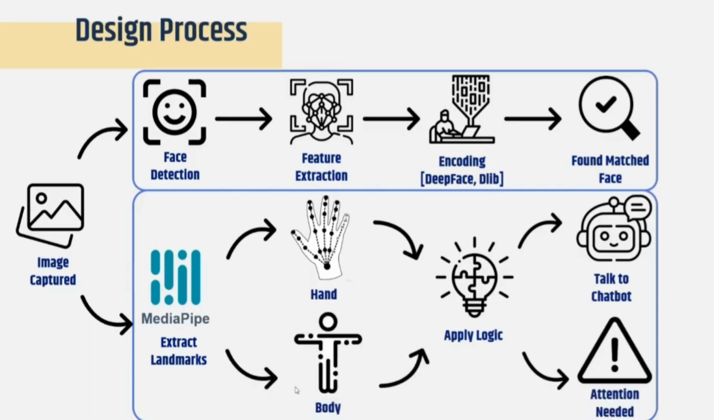While for fall detection, we have body landmarks extracted, and whenever the angle between the torso and the leg is more than 45 degrees, it indicates that the person has fallen and attention is needed for that person.